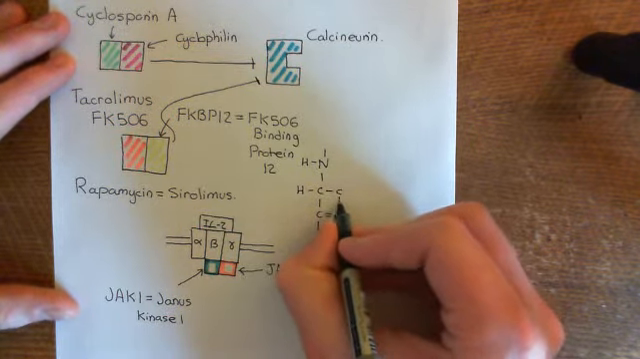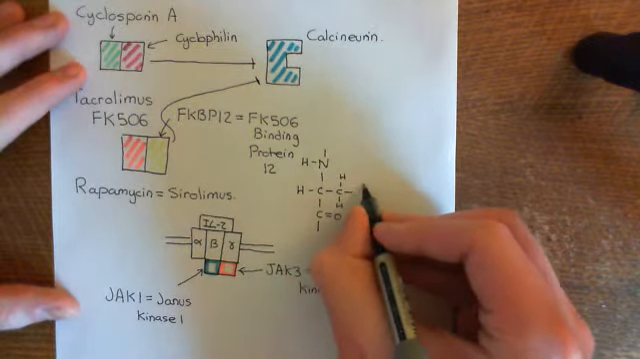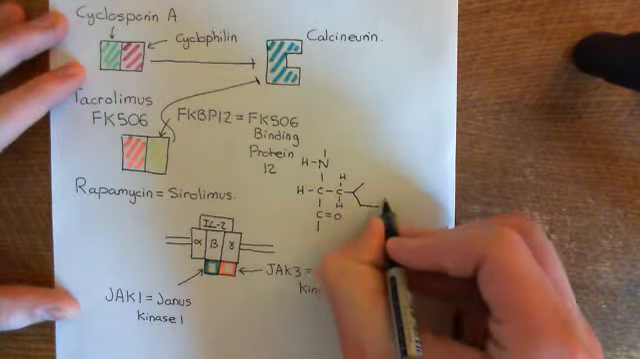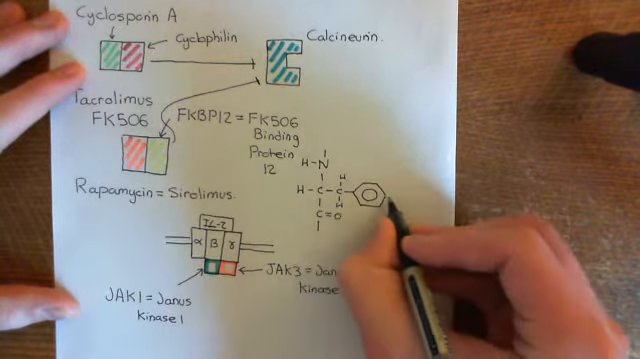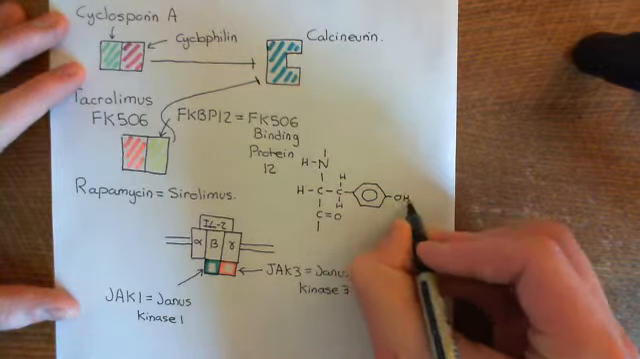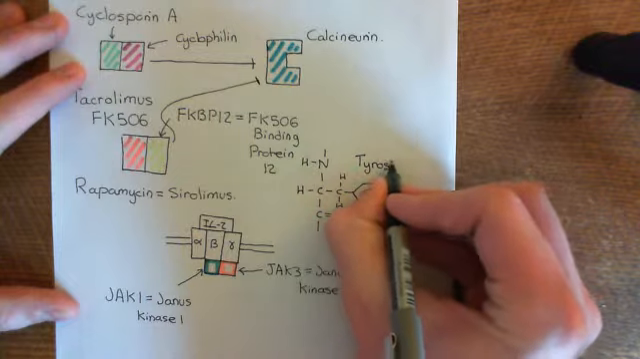Okay, then we have the alpha carbon with a hydrogen off it in the middle, and then the R group of tyrosine is a methylene group like so, with a benzene ring coming off this methylene group, so here is a benzene ring, and then an alcohol group coming off that benzene ring. So this is the structure of tyrosine.